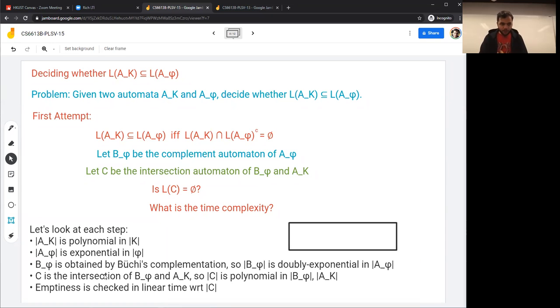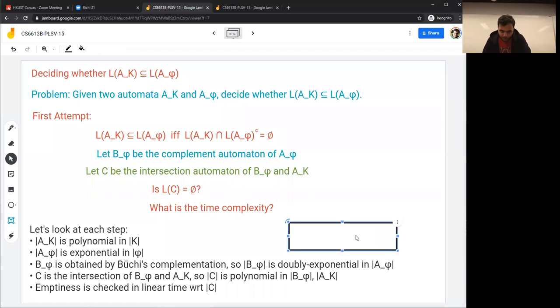Okay, so let's put all of this together. The size of the automaton for Kripke K is actually equal to the size of K, but let's say it's polynomial in the size of K. The size of the automaton for our LTL formula is exponential in the length of our LTL formula. Then we are complementing this automaton, which takes doubly exponential time. And then we are taking the intersection, which is polynomial. And finally, we are doing emptiness checking, which is linear time.